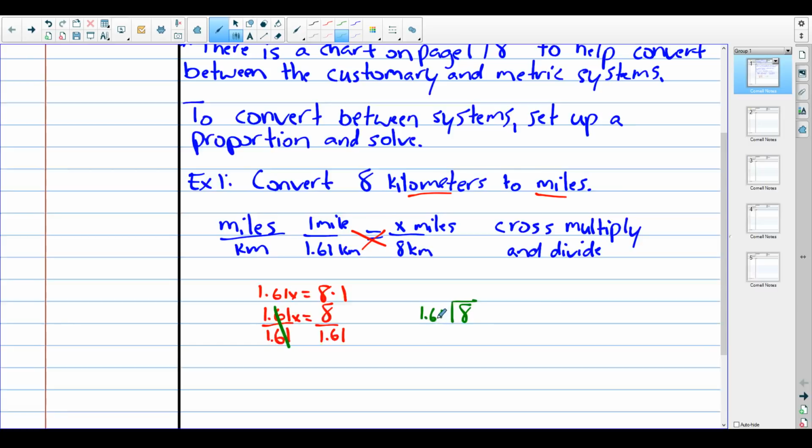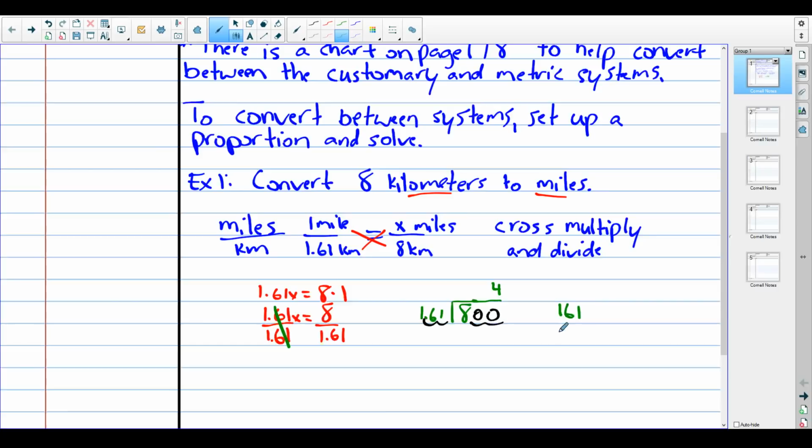Ugh, this is no fun anymore. But let's do it anyway as long as we're here. So we have 2 decimal places, so we're going to move it back 2 decimal places. We're going to move this one back 2 decimal places. So really, instead of looking at 8 divided by 1.61, we're looking at 800 divided by 161. And it told me that 161 will go into 800 4 times.